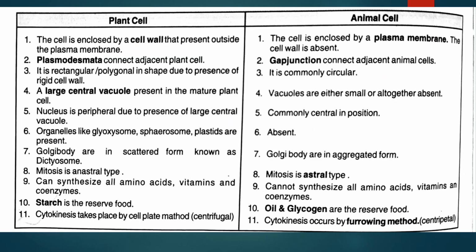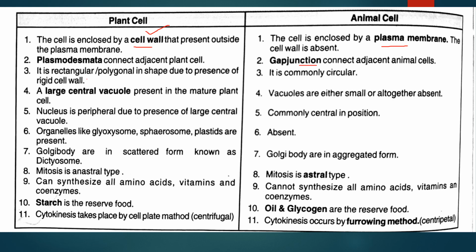Then plant cell and animal cell both are eukaryotic in nature. The plant cell has a cell wall as its outer layer, but animal cell lacks a cell wall. They have plasma membrane. Then two plant cells are generally connected by plasmodesmata. It is the connecting link between two plant cells. But animal cells have gap junctions between two cells.